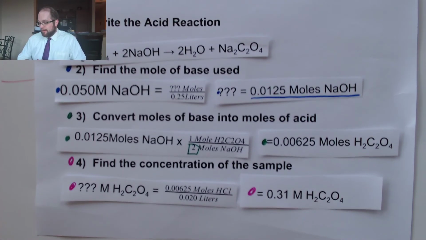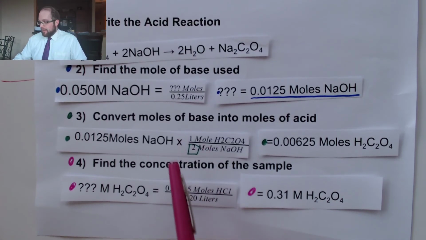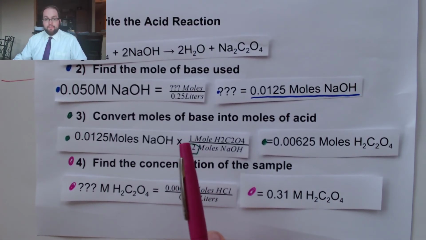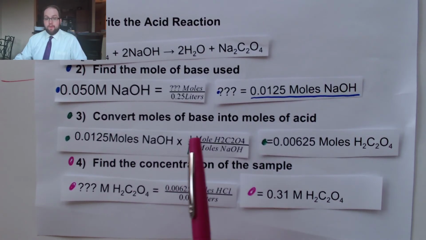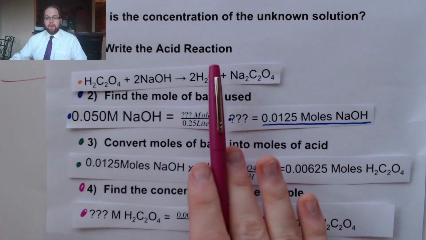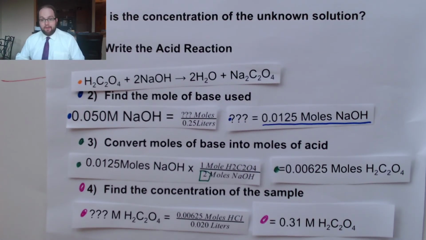Again, the big difference here is that we have a different ratio. Sometimes this might be a 1-to-2, sometimes it might be a 2-to-1. It could be a 1-to-3 or a 3-to-1. Make sure you balance your equation correctly, and that will help you find the correct answer every single time.